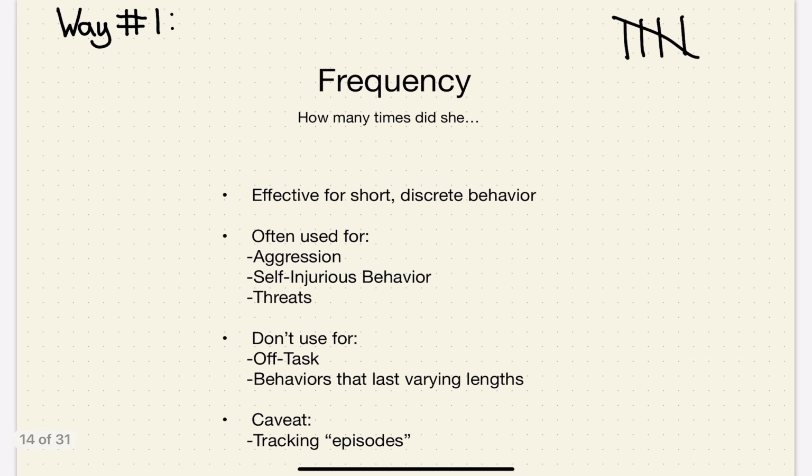So the first way we're going to talk about is frequency. You would do this if you're trying to answer how many times did this student do this, okay? This is very effective for short, discrete behaviors, and so oftentimes you'll see this used for aggression or self-injury or threats, but you wouldn't use this for off-task behavior or behaviors that last varying lengths. Caveat, you might be tracking different episodes, but for the most part, this is true, right?